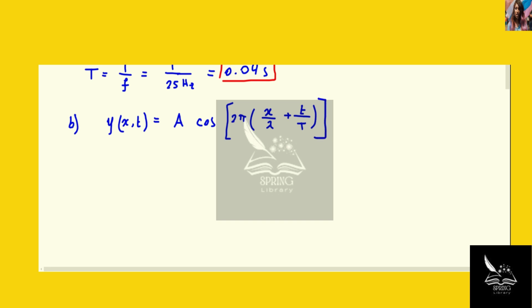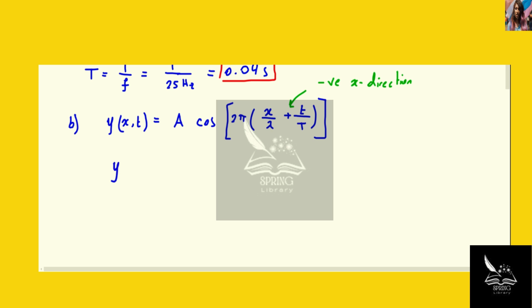Now, we have everything we need here, so we can write the wave function. Notice here, I put a positive sign because the wave is traveling in the negative x direction. That's why I have a positive sign.